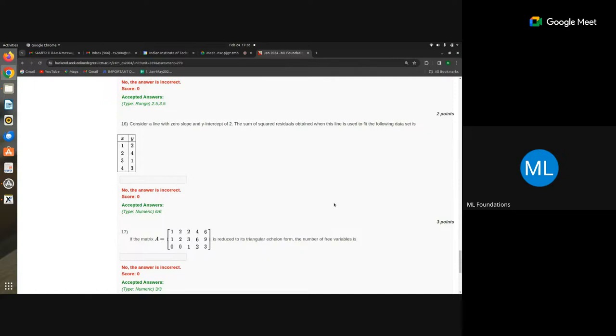Okay, so how to solve this question? The equation is given with zero slope and y-intercept of 2. So what does it mean? It's a constant line, y equals 2. And this is the data set you have been given. So you just have to find the residuals. How to find the residuals? Sir, summation of (y minus 2) whole square, i from 1 to n.